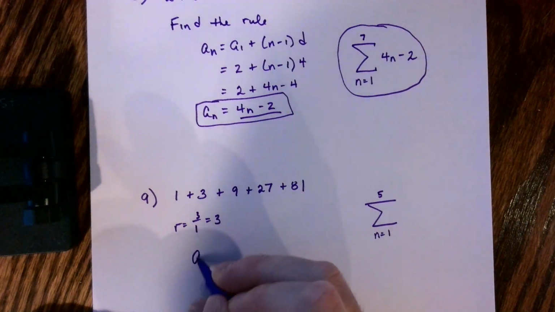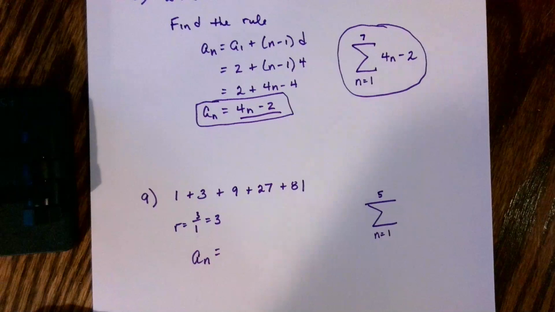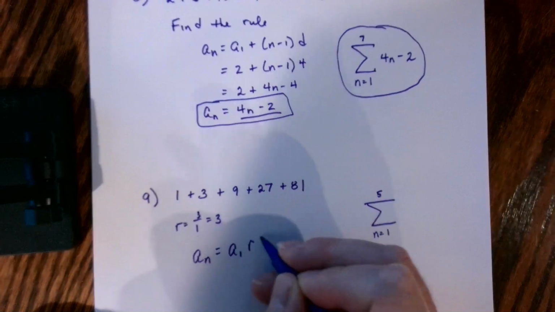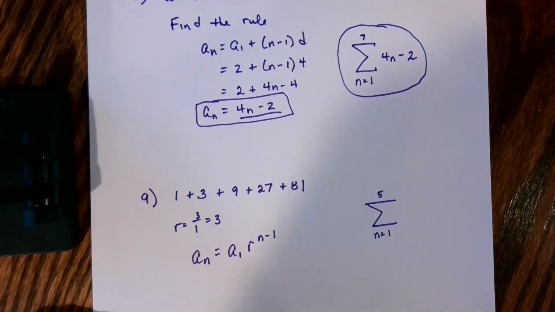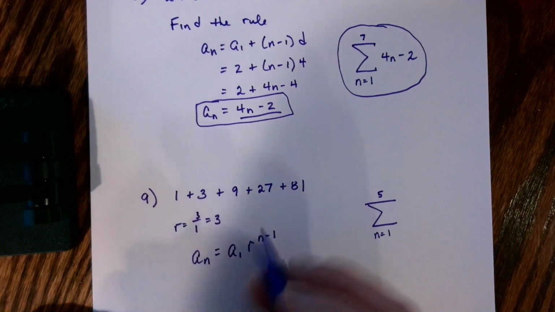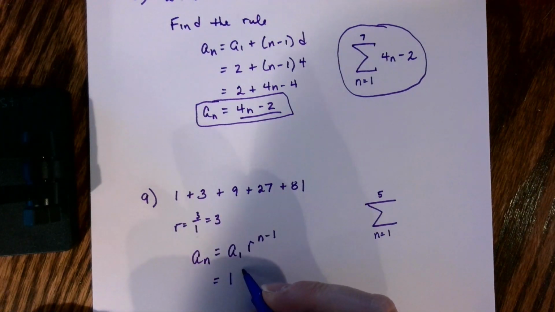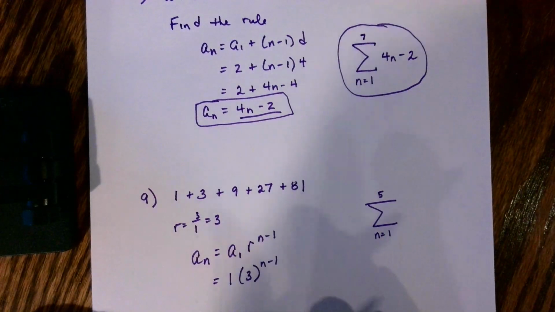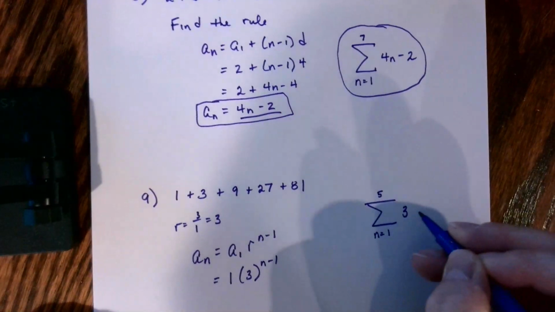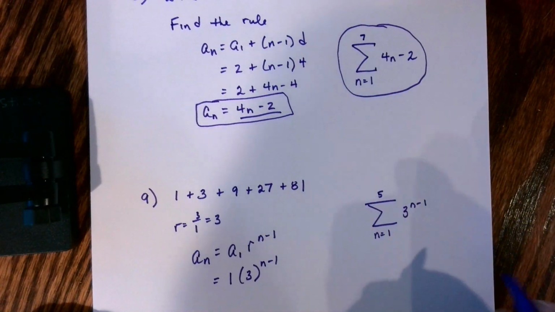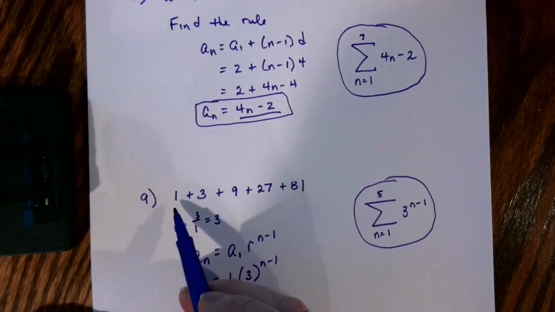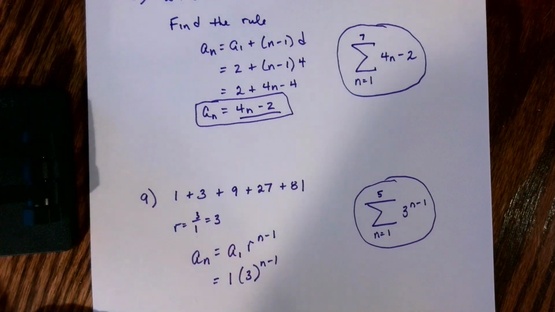Now we need to figure out what our a sub n formula is for any term in our sequence. And for geometric, it's the first term times r raised to the n minus 1 power. We know our first term's value is 1, so this is simply 1 times 3 raised to the n minus 1 power. And this, without any hard work, is simply our formula. We come over here and we write 3 to the n minus 1 power. And here is our summation notation for the series 1, 3, 9, 27, and 81.